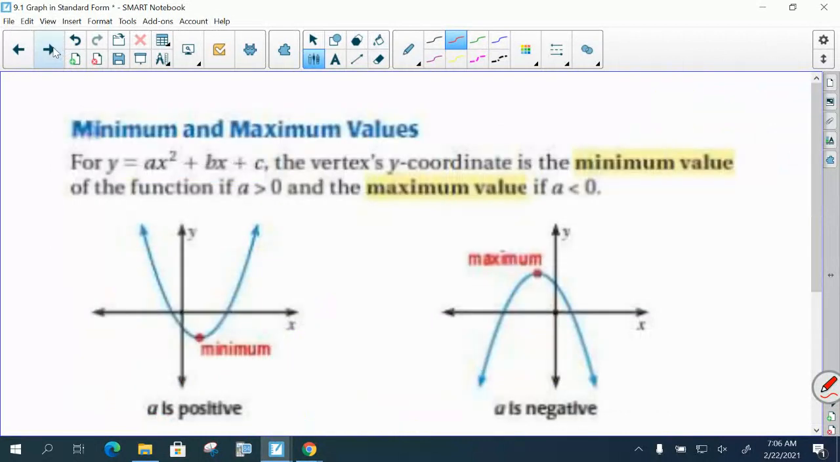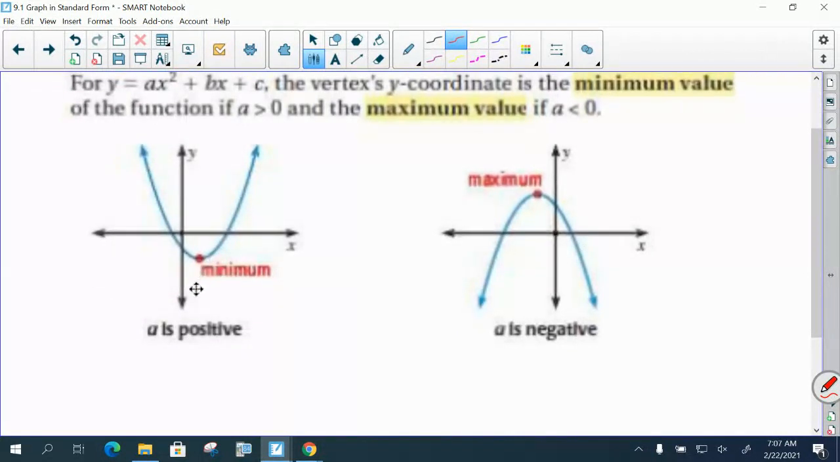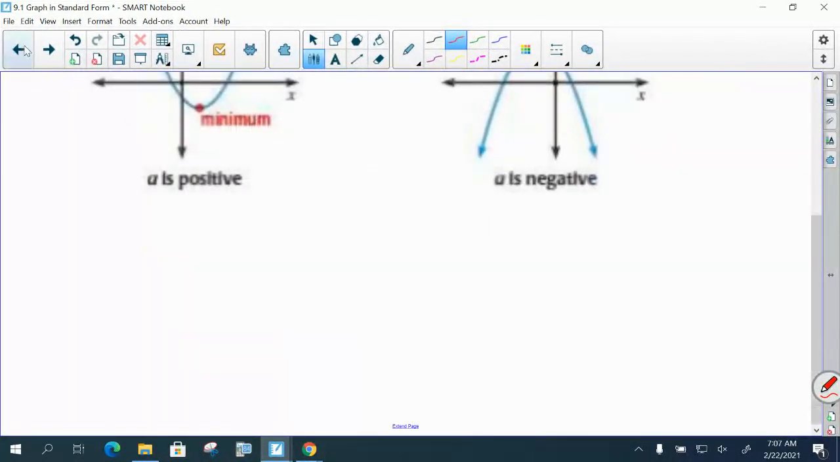And so just another reiteration of the minimum and maximum. So you've got your minimum and then your maximum. So your minimum is if the parabola is opening up, maximum if the parabola is opening down.